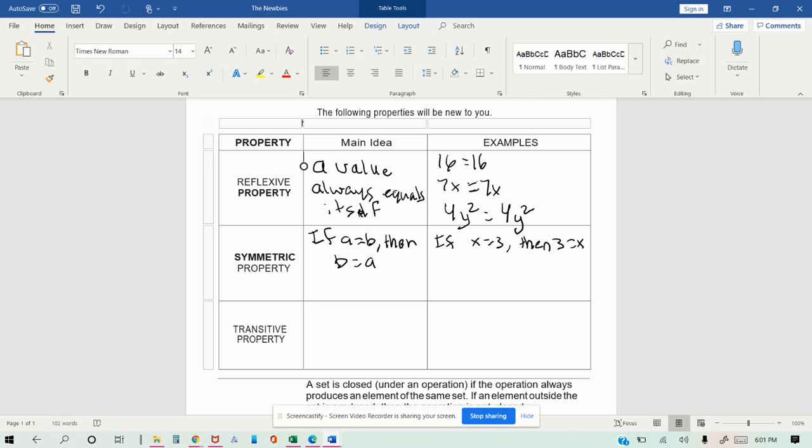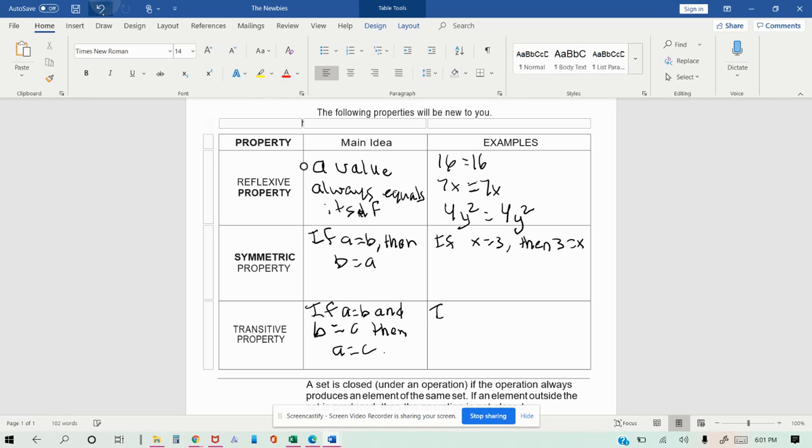So the transitive property. The transitive property states that if A equals B and B equals C, then A equals C. The transitive property is just a little bit different, and it's definitely a little different of a concept than what you just saw with symmetric.